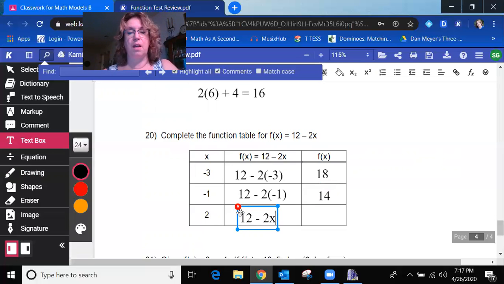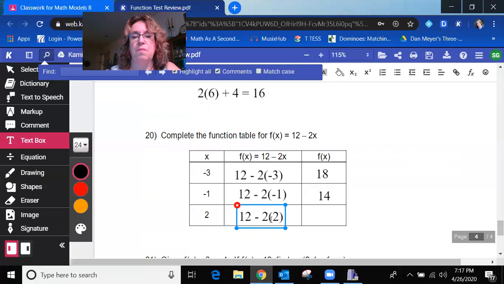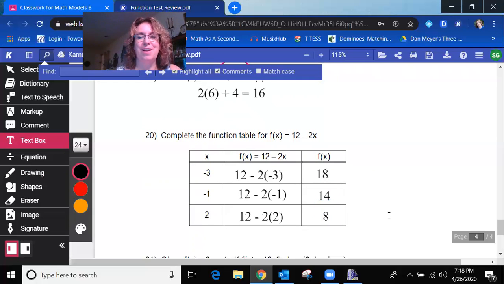12 minus 2x. X is going to change this time to a 2. Just a positive 2. 2 times 2 is 4. 12 minus 4 is 8. I'm not taking time to show the calculations, but you know, just use your calculator.